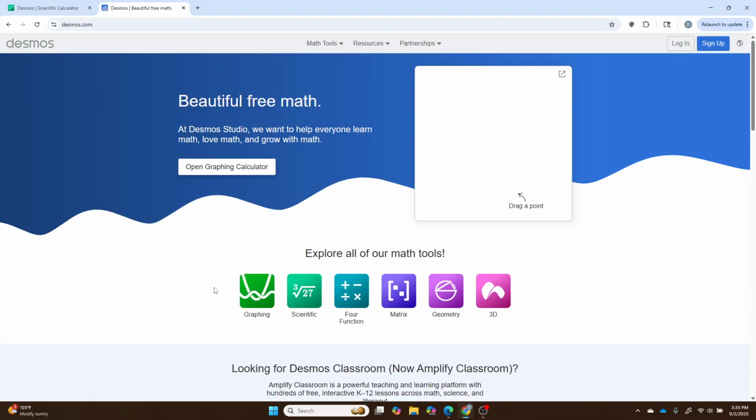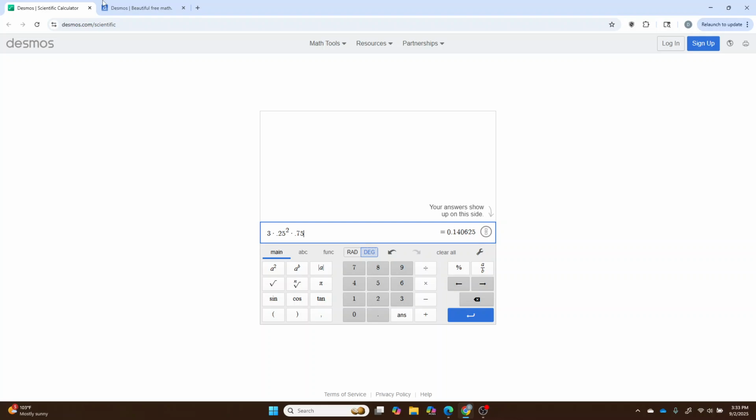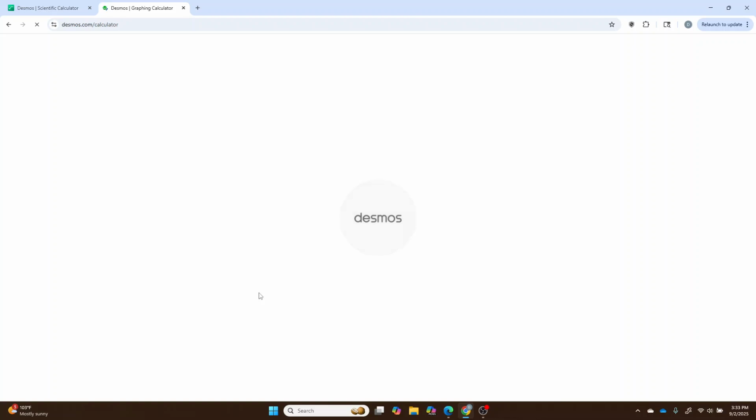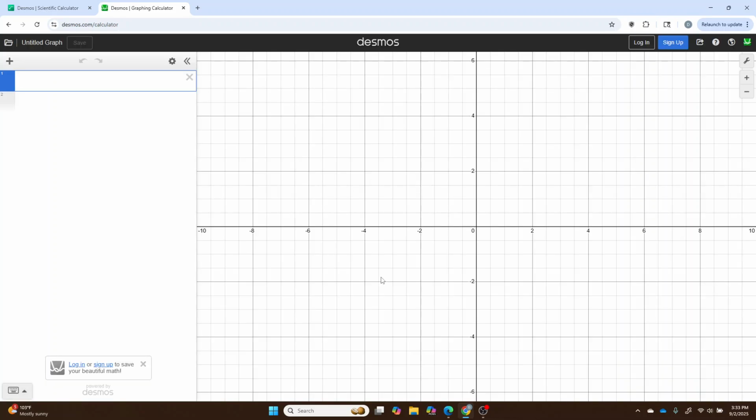And then you have all these options down here. You can open up the scientific calculator, and that'll open up this thing. But we want to open up the graphing calculator, right? That's this one right here. Okay, so this is what the graphing calculator looks like. This is what we're going to use to calculate binomial probabilities and other probability distributions as well.